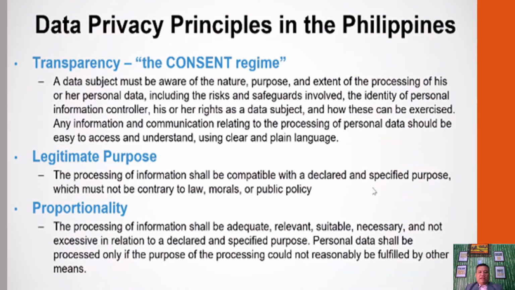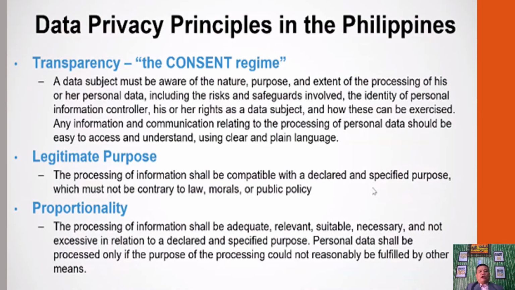Data privacy principles in the Philippines. Transparency, so the consent regime. A data subject must be aware of the nature, purpose, and extent of the processing of his or her personal data, including the risks and safeguards involved, the identity of the personal information controller, his or her rights as a data subject, and how these can be exercised. Information and communication relating to the processing of personal data should be easy to access and understand, using clear and plain language. Legitimate purpose: the processing of information shall be compatible with a declared and specified purpose which must not be contrary to law, morals, or public policy.